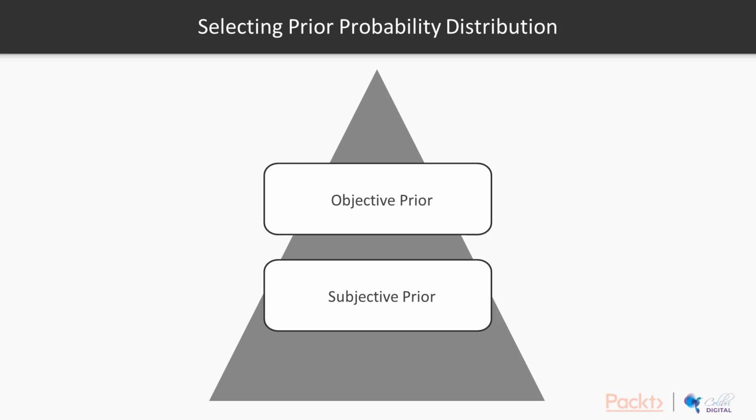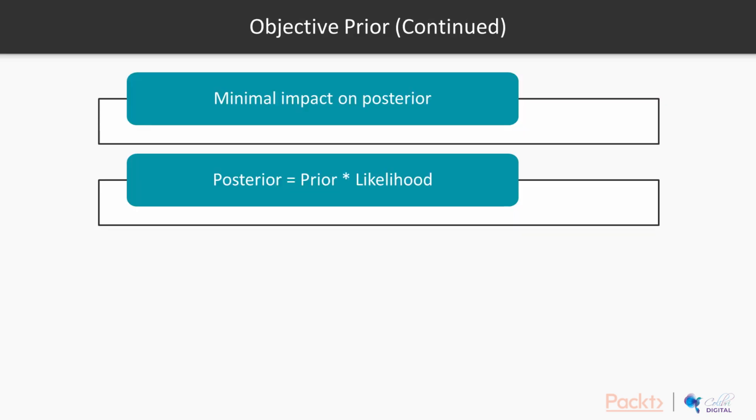Different rules for selecting priors have been suggested in the literature, and we have these two main broad categories. The prior distribution that has minimal impact on the posterior distribution is called an objective prior. We can also name this prior as uninformative or flat prior. As we know, the posterior can be calculated by the multiplication of the prior distribution and the likelihood function. So posterior is equal to prior times likelihood.